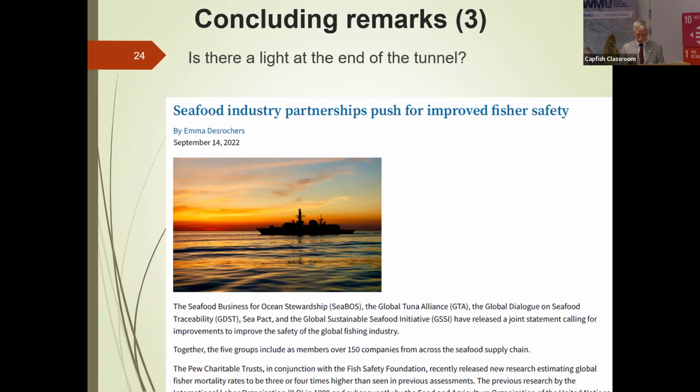The article also informs about a new research which was recently released by the Pew Charitable Trust in conjunction with the Fish Safety Foundation. According to this new research, the global fisher mortality is estimated to be 3 to 4 times higher than seen in previous assessments. I suggest that you keep your eyes open as more news on this are expected soon.